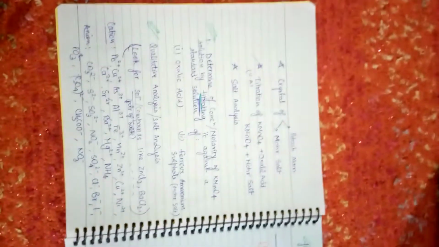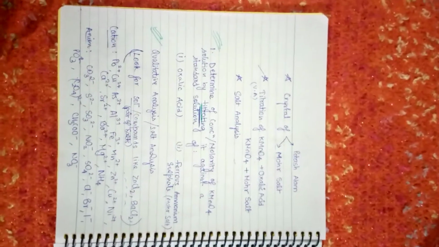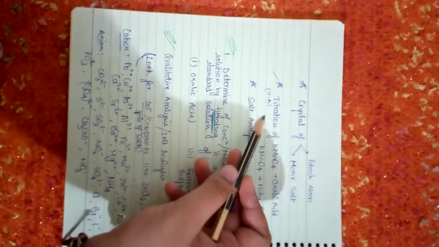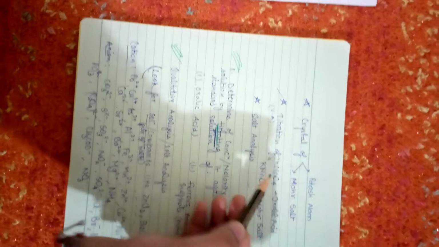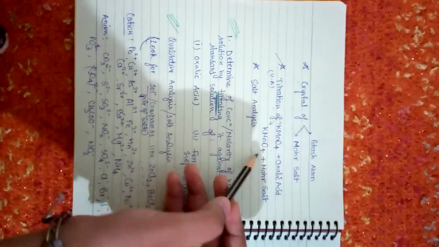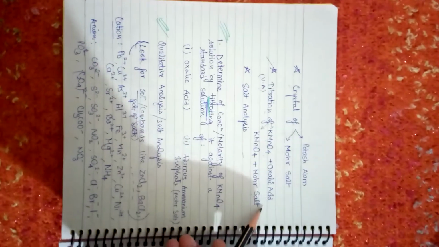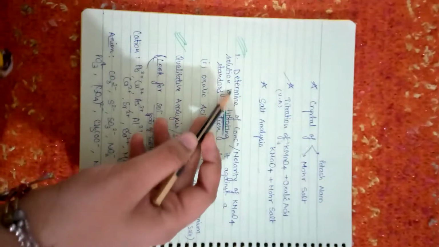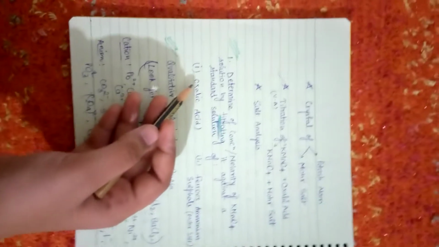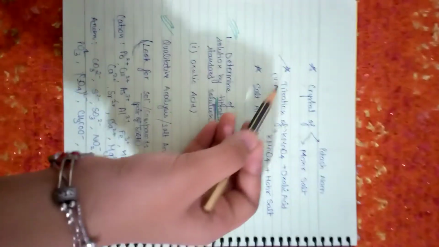Then we come next to the main 3 experiments which are to be written in an answer sheet. Okay, so first is of titration. Titration is of 2 types. It is of KMnO4 with oxalic acid or KMnO4 titrated against Mohr's salt. Okay, then we come to the salt analysis.